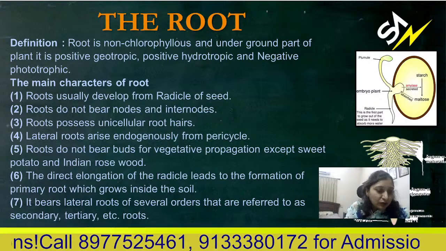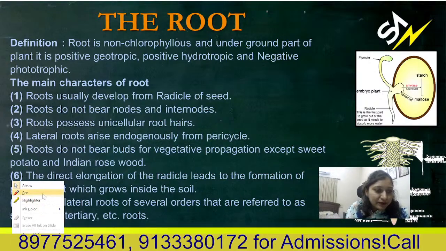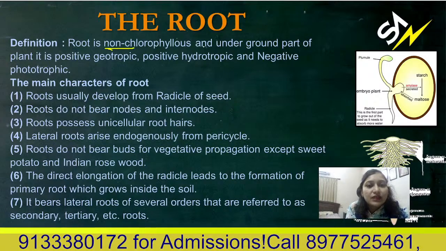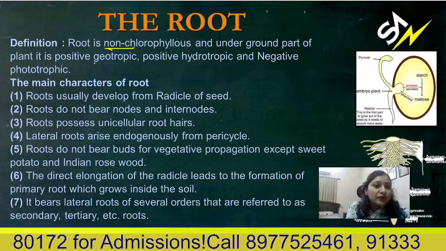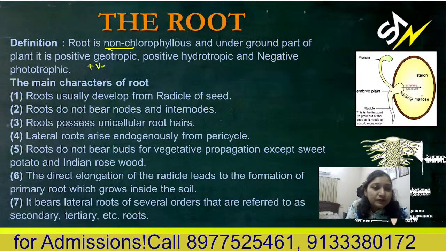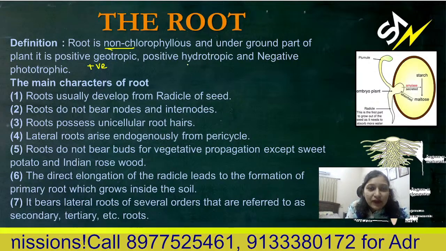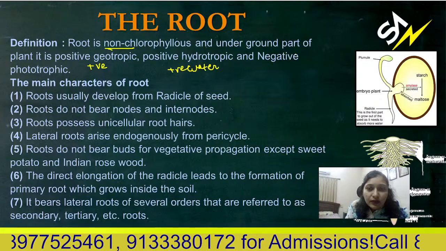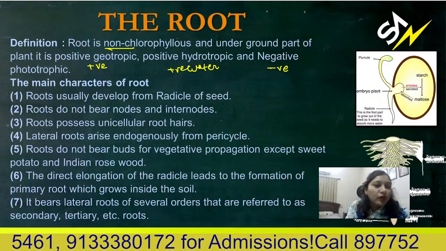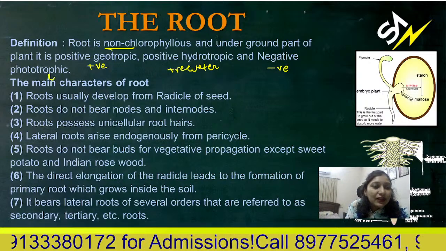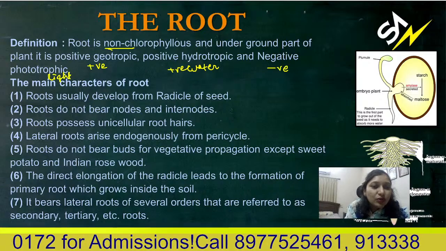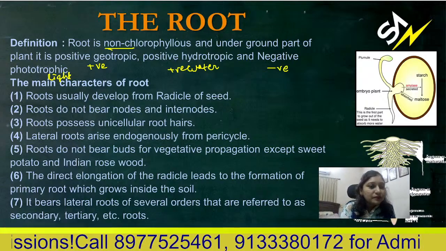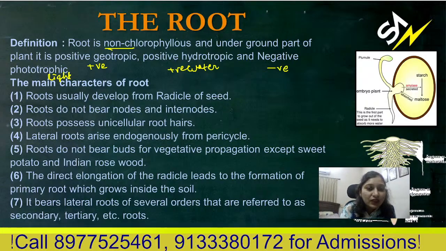So we are starting from root. You know there are two types of root system. What are roots? Roots are the non-chlorophyllous underground part of the plant, positively geotropic towards the ground, positively hydrotropic towards the water, and negatively phototropic, opposite direction to the light. So roots are growing in this direction mainly. Main characters of the root: usually develop from the radicle of the seed.